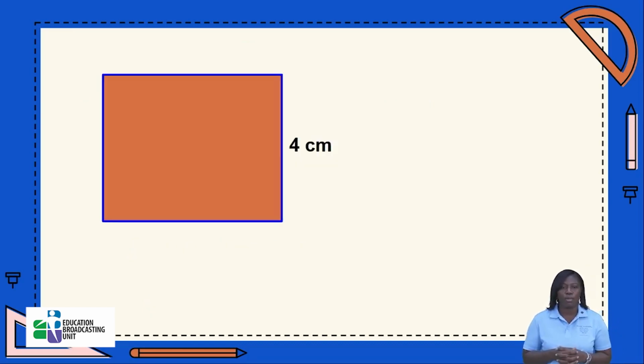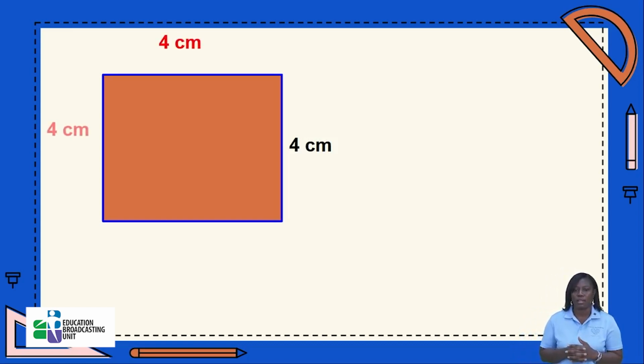Look at this shape. It has a length of 4 centimeters. If you look closely, we will observe that it is a square. Now we all know the properties of a square. All 4 sides are equal in length. Therefore, if the width is 4 centimeters, all sides will have a measure of 4 centimeters.